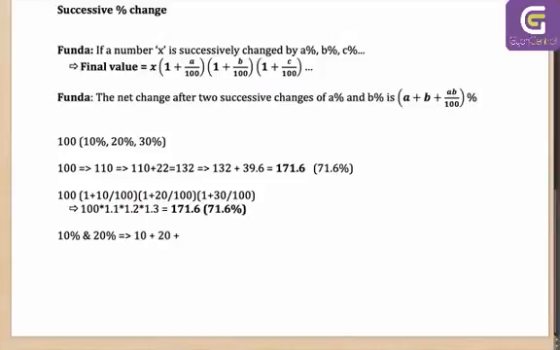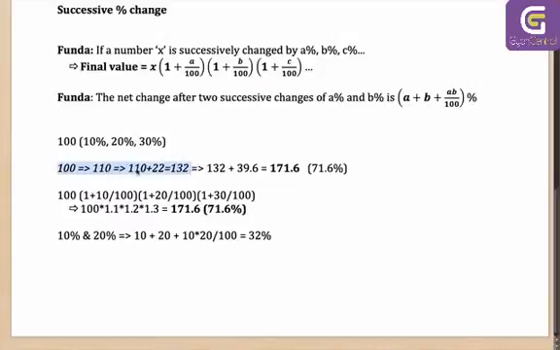If you use that, let's see what you will get. 10 plus 20 plus 10 into 20 by 100. And how much is 10 into 20 by 100? That is 200 by 100 or 2, which gives me the value of 10 plus 20 plus 2 or 32. As you can see, this is much easier than either of the methods.